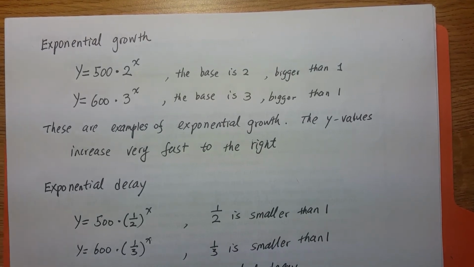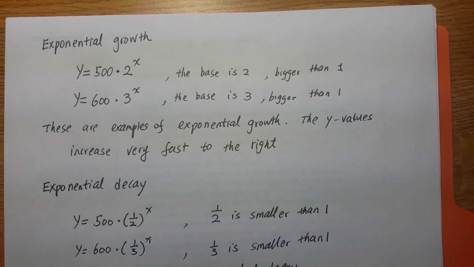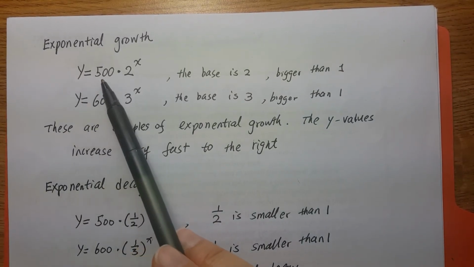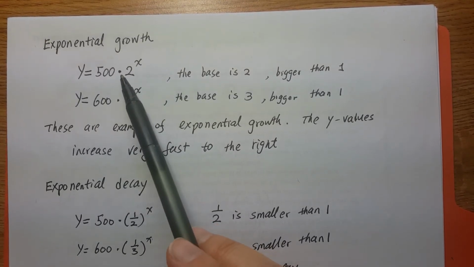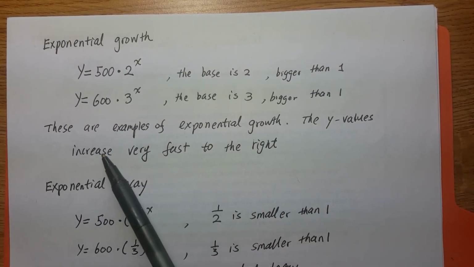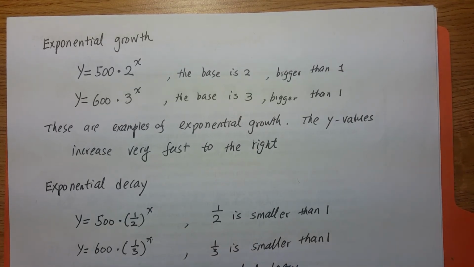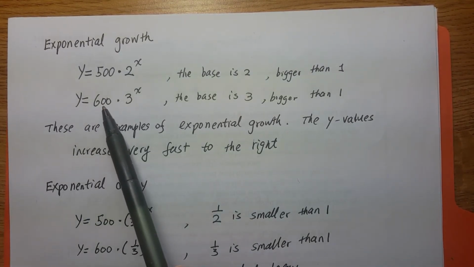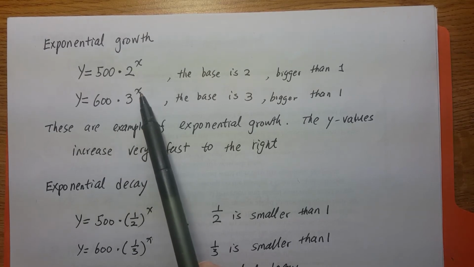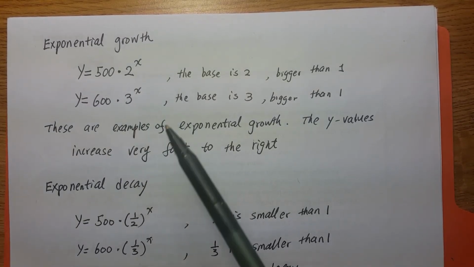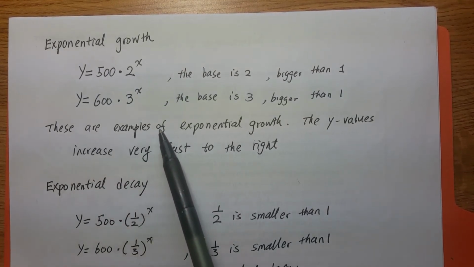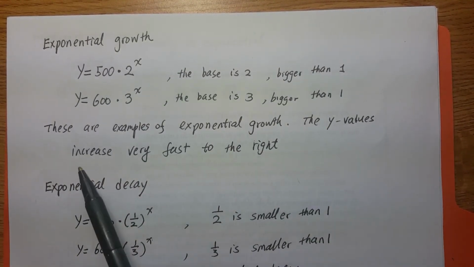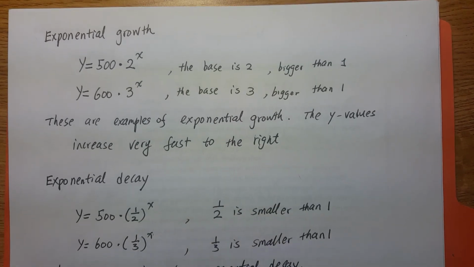Exponential growth. Growth, it means increase. So you can see the base has to be bigger than 1. So y equal to 500 times 2 to the x is the exponential growth because the base is 2, bigger than 1. It goes like this, increase really fast. Y equal to 600 times 3 to the x. So the base is 3, is also bigger than 1. So the graph will go like this, increase really fast. So these are examples of exponential growth. The y value increases very fast to the right.